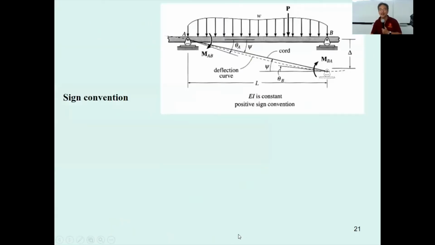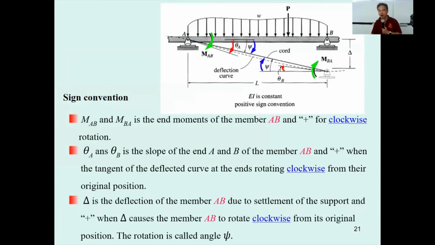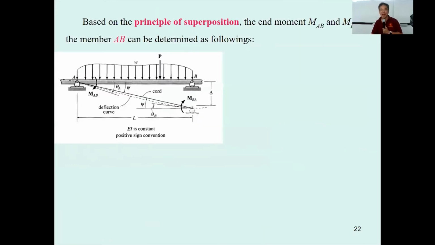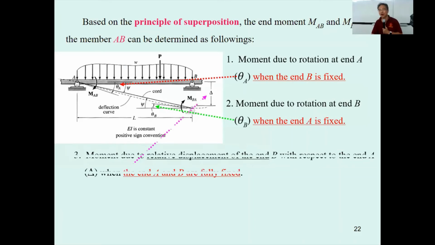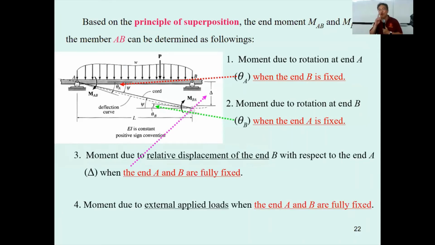Now, I just mentioned this. All rotations that occur clockwise, all of these moments, slopes, and delta over L, are positive. And then we separate the consideration of this into four parts: one is due to theta sub A, one is due to theta sub B, one is due to delta, and one is due to the external load.